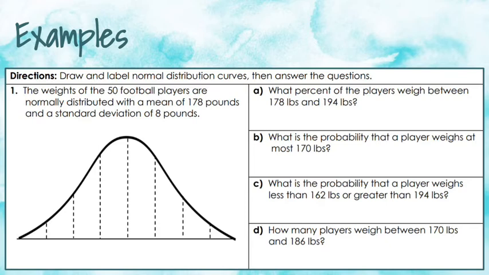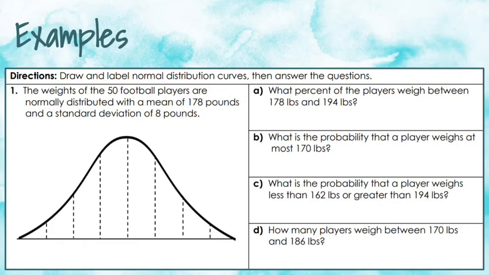So let's walk through an example together. This says to draw and label normal distribution curves, then answer the questions. There's actually not anything to draw because it's given us the drawing already. So that was nice of them. But what this tells us, the weights of the 50 football players are normally distributed with a mean of 178 pounds and a standard deviation of 8 pounds.